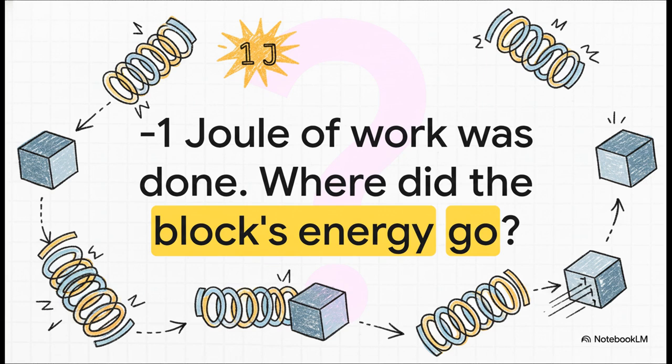If the spring did -1 joule of work on the block, what does that really mean? It means 1 joule of energy was transferred from the block and is now stored in the spring. We call that potential energy. You see, work is just the transfer of energy. That energy isn't gone. It's now just waiting, coiled up inside that spring, ready to be unleashed. The real question is, what happens next?